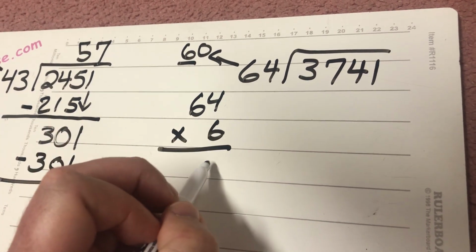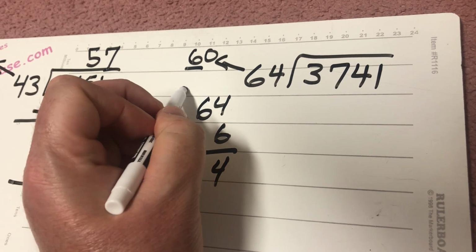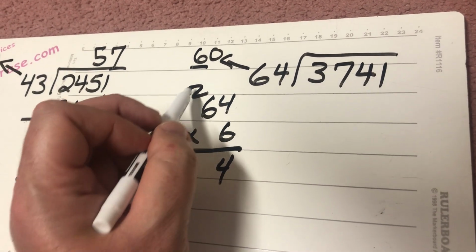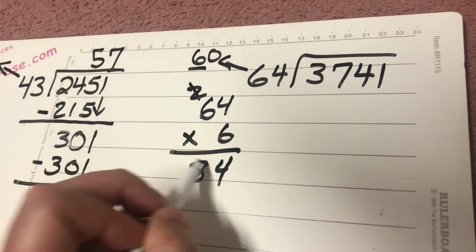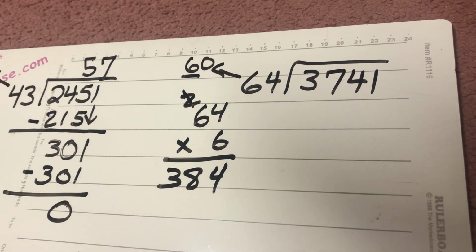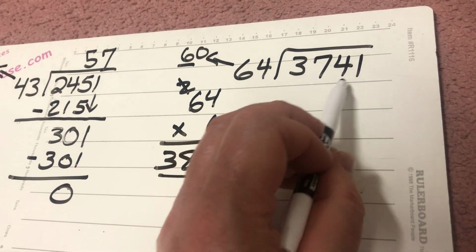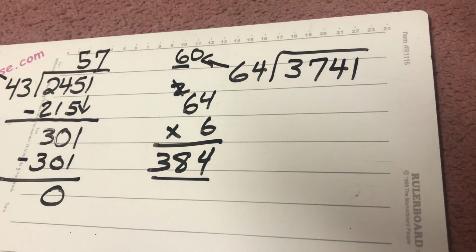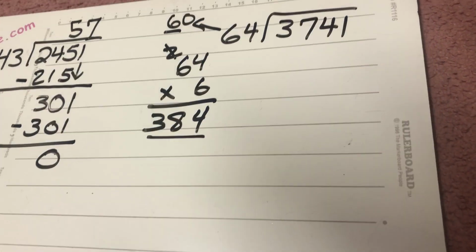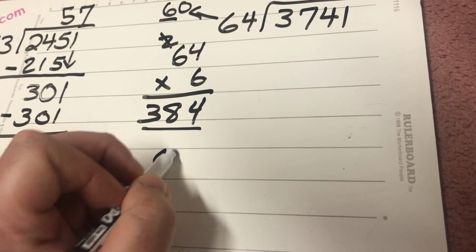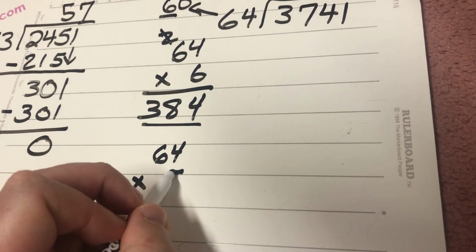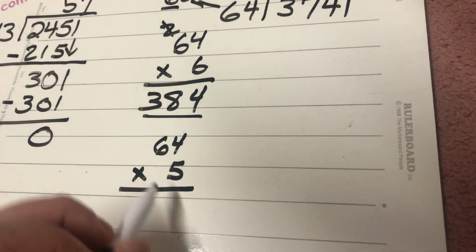Well, 6 times 4 is 24. Put the 4 down, carry the 2. 6 times 6 is 36. Plus 2 is 38. Well, that's a little bit of a problem because 384 is bigger than 374. So my 6 is too big. So logically, I'm going to try 64 times 5 and see what that is.